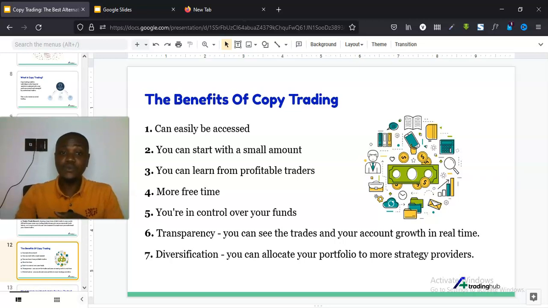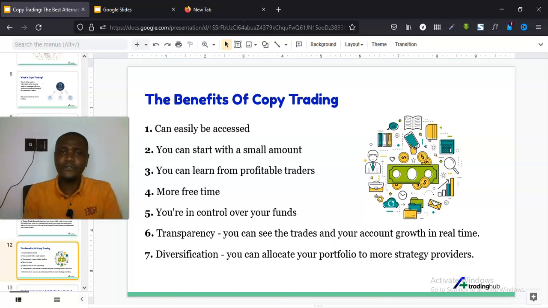Two, you can start with a small amount. This is a game changer. I've seen some copy trading platforms and apps that allow people to copy strategy providers and managers with as low as 10 USD. $10. If you convert that to naira, you know it's relatively low. So the entry level is low. Three, you can learn from profitable traders.